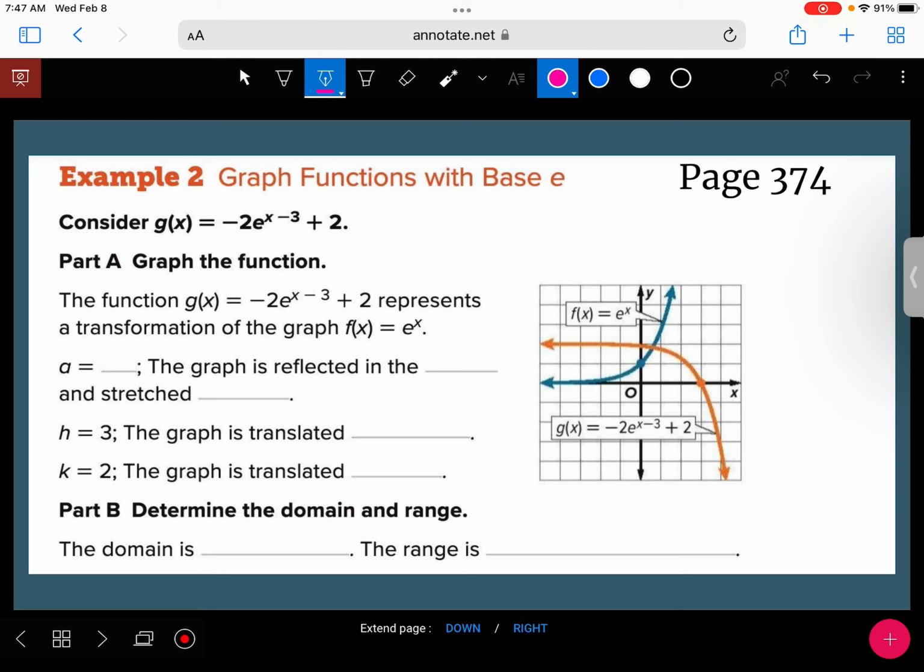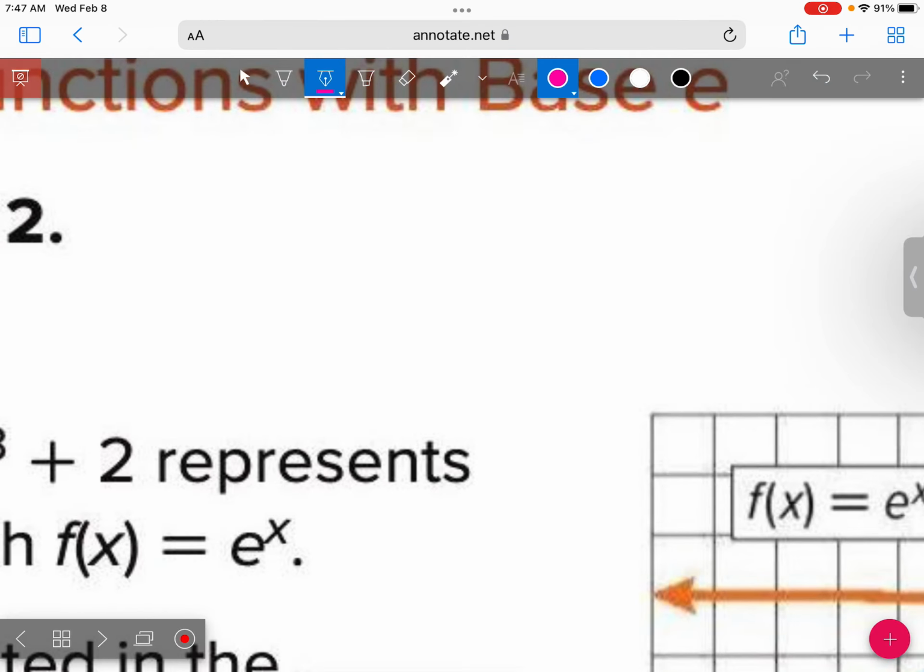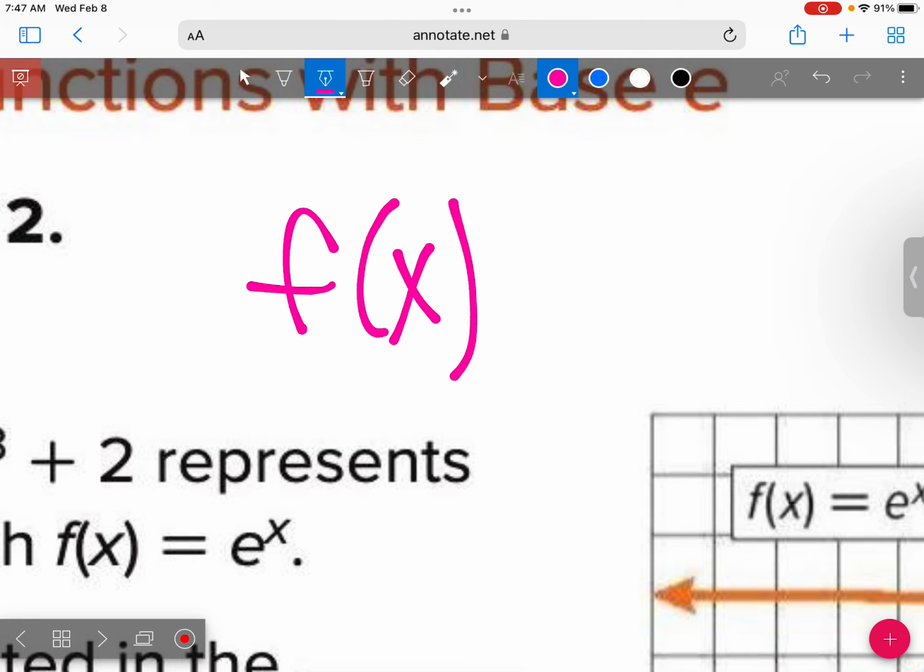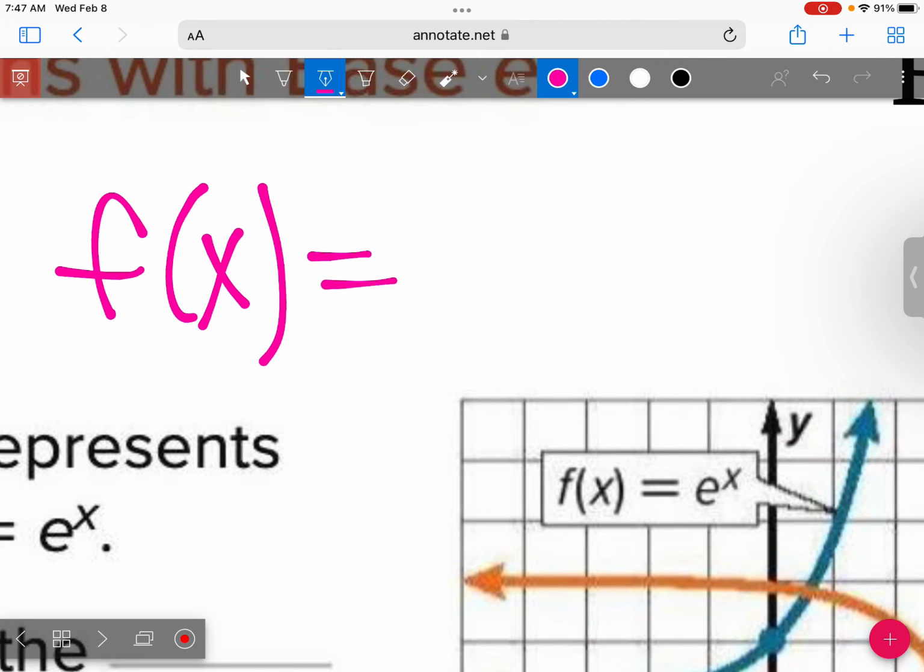So this is going to be very similar to our standard form of our exponential functions. Do you guys remember our standard form? F of x equals a times b to the what?